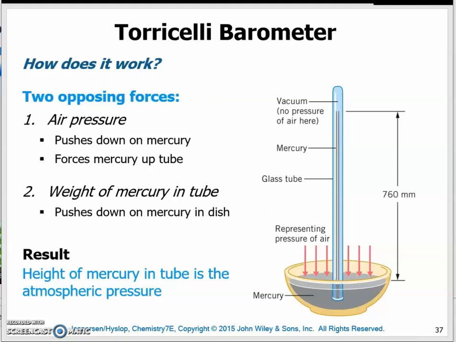So that's why 760 millimeters mercury or 760 torr are equivalent, because it either refers to the scientist Torricelli or refers to millimeters mercury for the height.